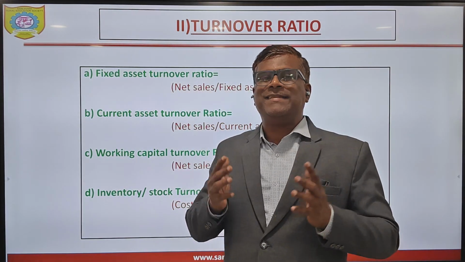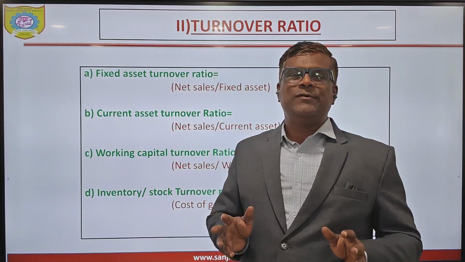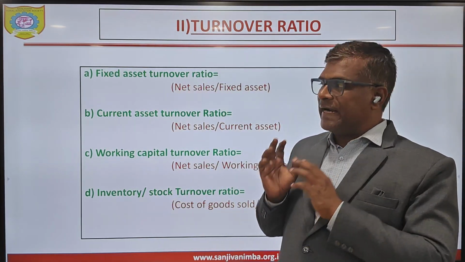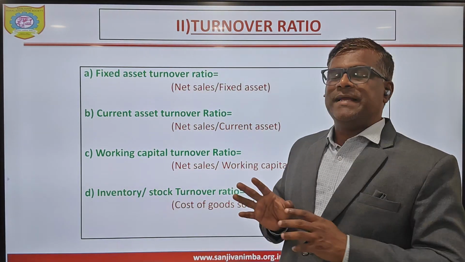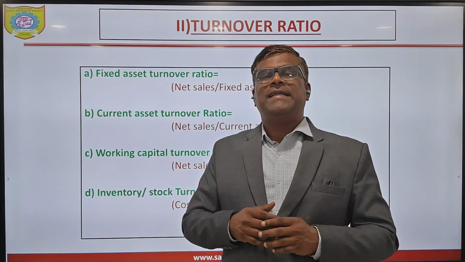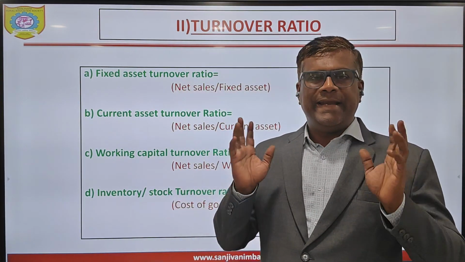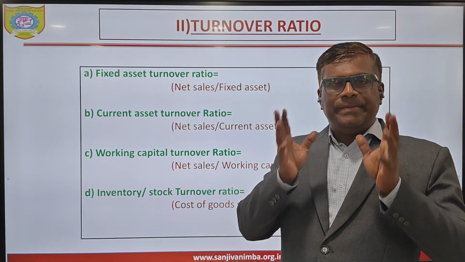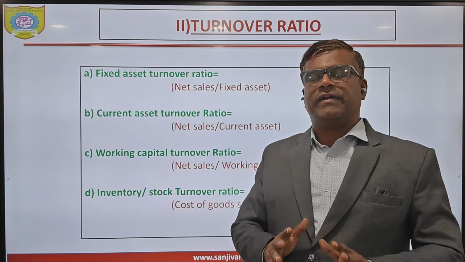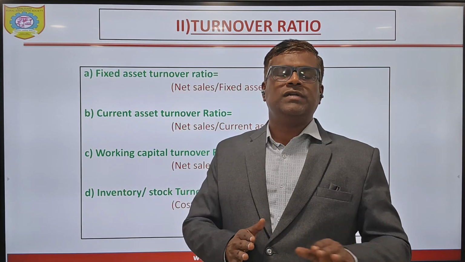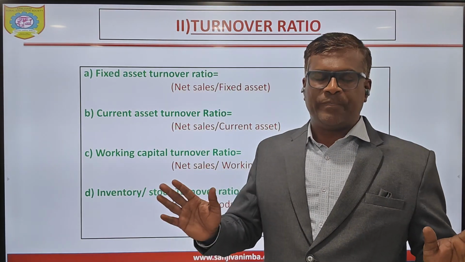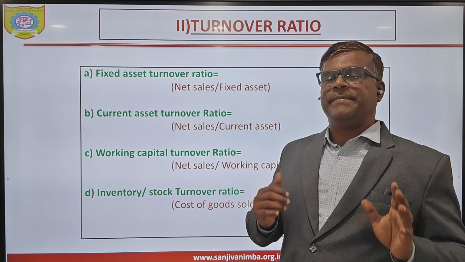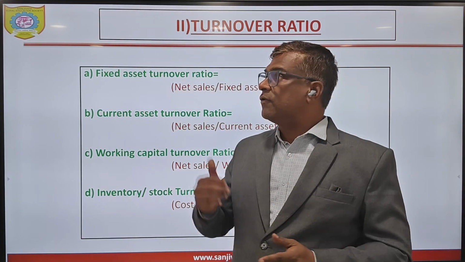So here comes a common thread. It's very simple to remember these formulas. They might sound complex, they might sound big, but they are very simple to remember. In any turnover ratio formula, the numerator is either sales or a similar concept related to the ratio we are talking about, and the denominator is of course the name of the ratio. So this is the logic and the magic behind remembering the formulas for turnover ratios.